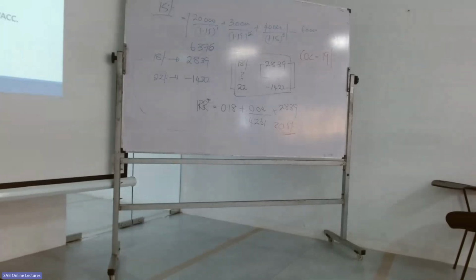Right? So modified internal rate of return means we calculate the terminal value of the project. Terminal value means we are compounding all the project cash flows to the end of the period. Then MIRR is the discount rate where that terminal value is equivalent to the cost of the project. That is the MIRR.